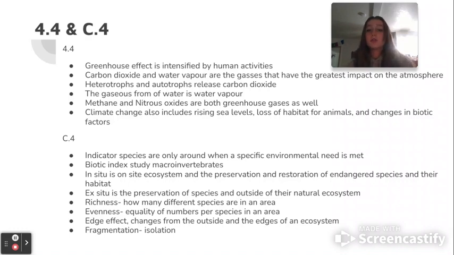Climate change also includes rising sea levels, loss of habitat for animals, and changes in biotic factors. It is not just the greenhouse gases.